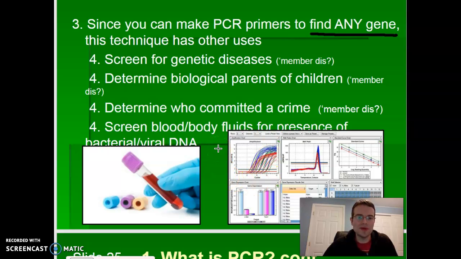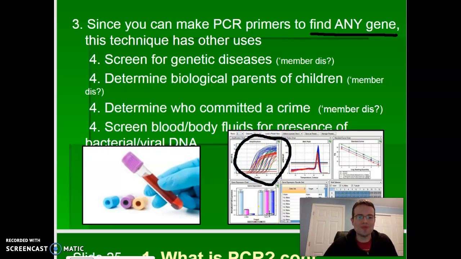And what's most relevant right now is this last one right here: screen blood or body fluids for presence of bacterial or viral DNA. So this is literally how they would test to see if you have COVID-19, or if you have anything, like they can determine if you have bacterial or viral pneumonia. They can figure out whatever's in your blood, because if we know the DNA sequence of whatever's in your blood, we can design primers to go find it. And if the primers find it, they're going to spit out this graph that you see right here. We're going to talk more about that later.